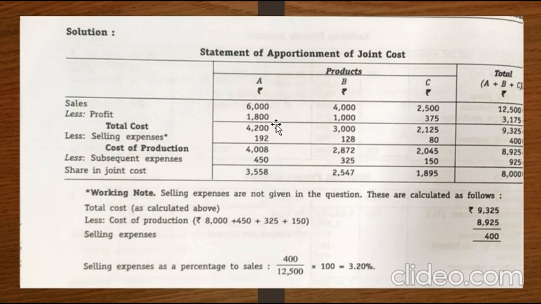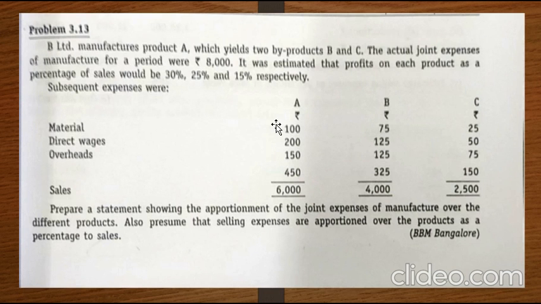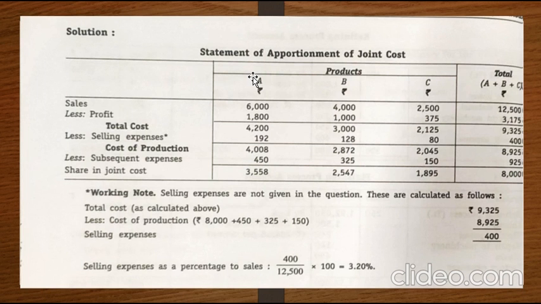Next we will minus profit to find out the total cost. The profit information given in the problem is: it was estimated that the profit on each product as a percentage of sales would be 30%, 25% and 15%. So how much is your sales? 6,000. So 6,000 into 20% is your profit percentage.